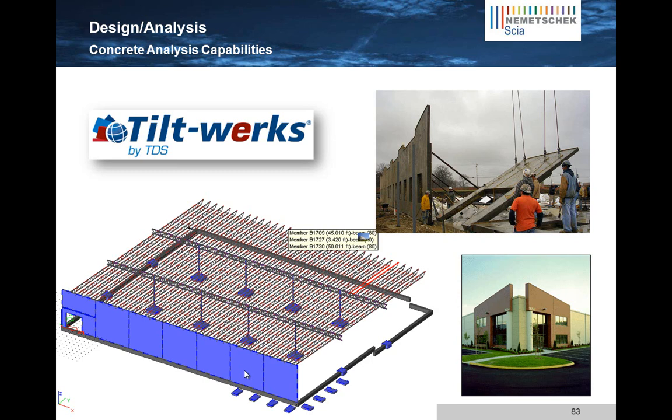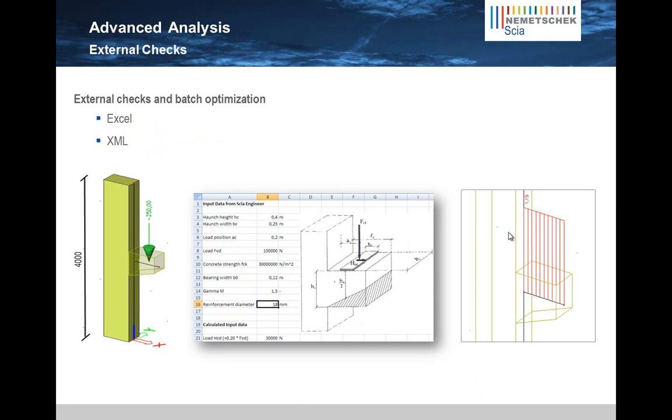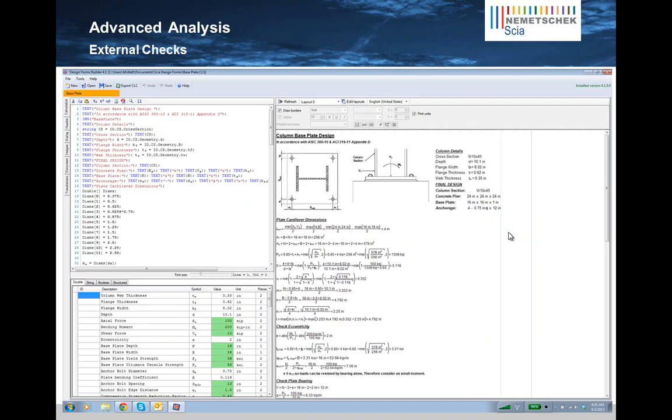In addition for TiltUp, we have a partnership with TiltWorks where we can integrate the TiltUp wall panels into Scia Engineer. So if you're doing TiltUp work, this is something maybe we could help you with. Now, for checks we don't have, we can link Scia to any Excel check, or we could build our own. In addition, Scia has a new open check technology called Design Forms. Now, there's two versions of Design Forms, the user version and the builder version. Here, we're looking at the builder version.